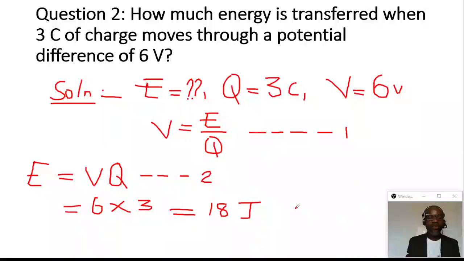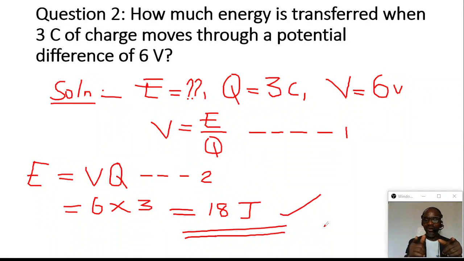Awesome. We have solved this question. How much energy is transferred when 3 coulombs of charge move through a potential difference of 6 volts? The answer is 18 joules. The amount of energy transferred when 3 coulombs of charge move through a potential difference of 6 volts is 18 joules. Good. This is good. Correct. Done.